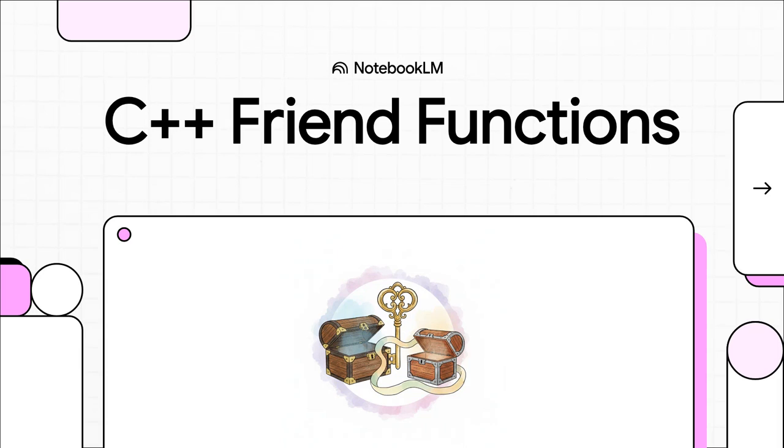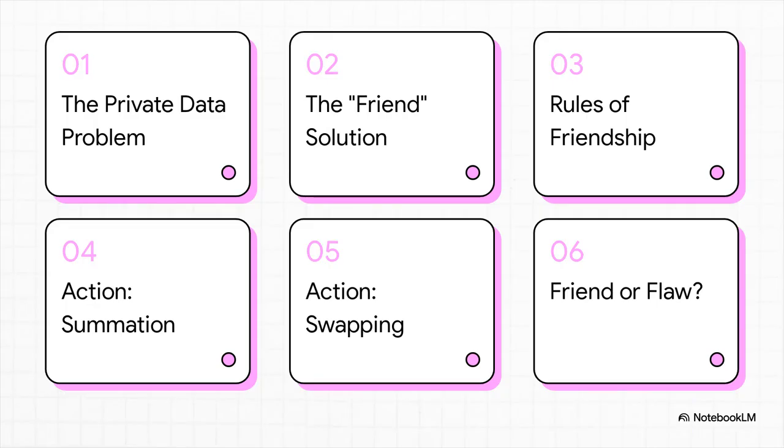All right, let's get into it. If you've spent any time with C++, you know it's all about keeping your data tucked away safely inside classes. But what happens when you need an outsider to get a special key to that data? Well, today we're going to demystify one of the most powerful and, let's be honest, sometimes confusing features in C++, the friend function. So here's the game plan.